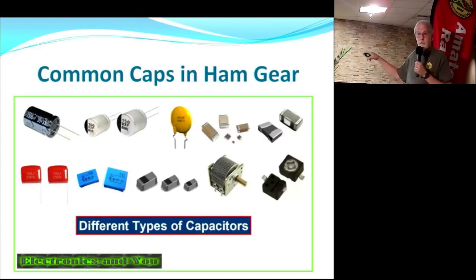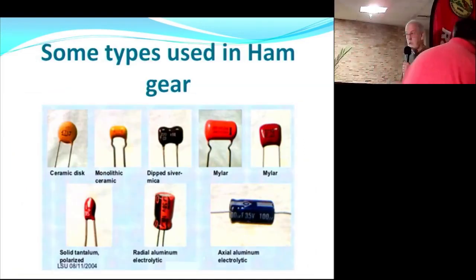Here are some of the things you can find in your ham gear, whether you've got a little HT, an HF rig, or whatever. You'll notice you've got electrolytics in the upper left. We've got some ceramics and some chip capacitors. All of these are back on the table. We've got some other capacitors through here, and our little air variable, and some little trimmers. So this is what you're going to find in amateur radio gear.